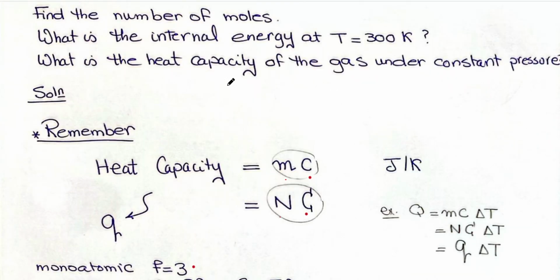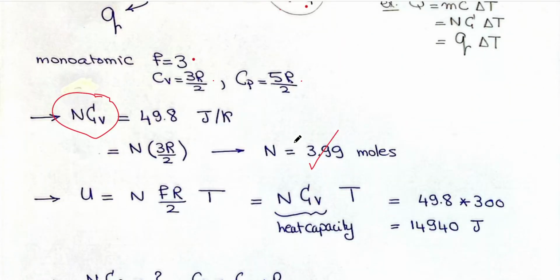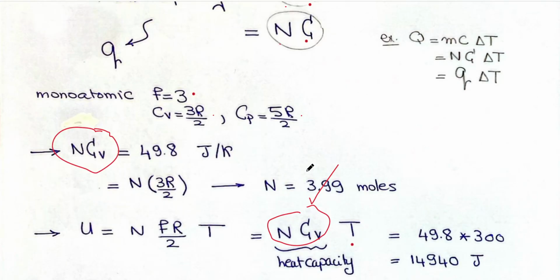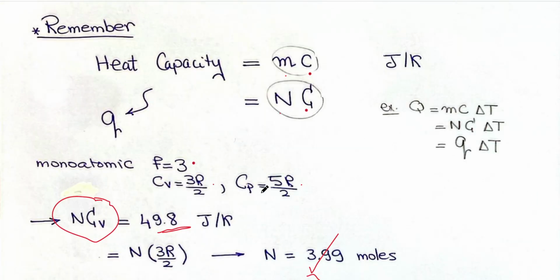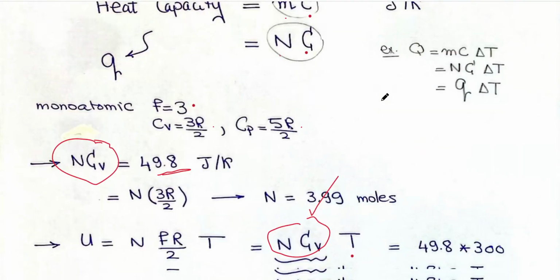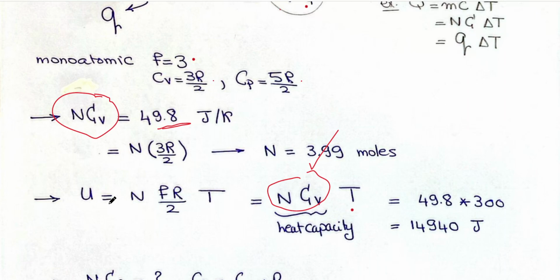The second requirement is the internal energy at a certain temperature. The internal energy is N FR over 2 T, or you can write it NCV T, or the heat capacity multiplied by T. So given the heat capacity under constant volume, just multiply it with the given temperature, but take care to be in Kelvin, and then you can calculate the internal energy in joules.